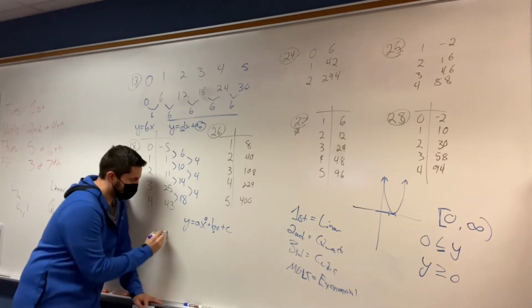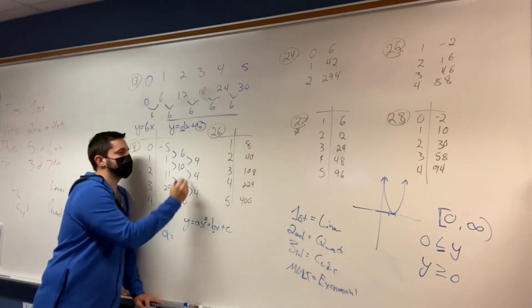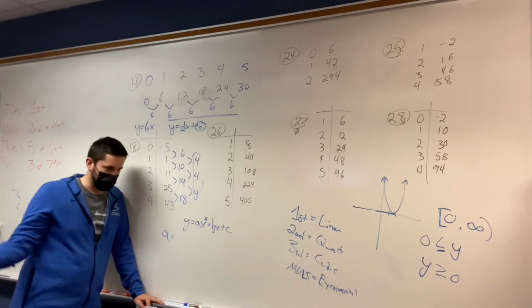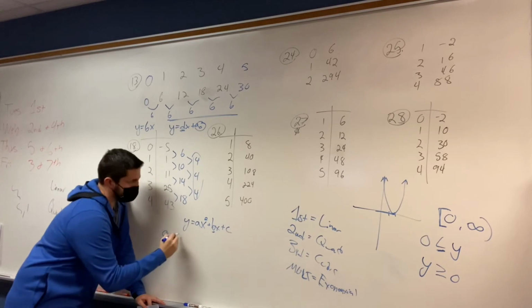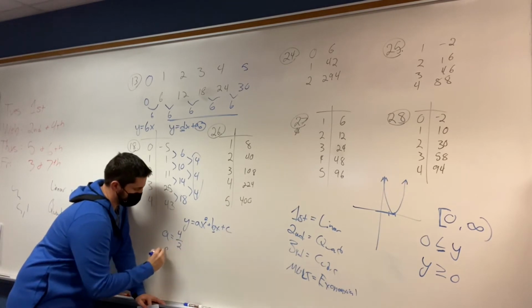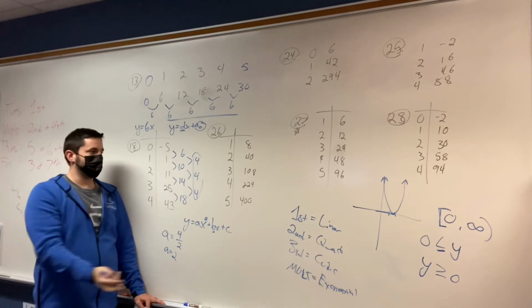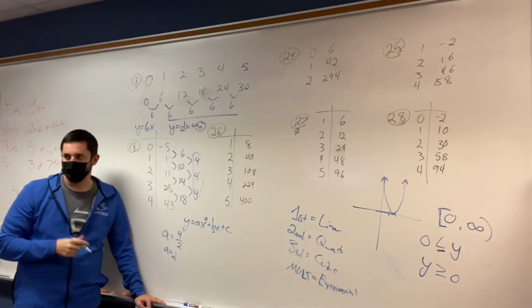So now, A equals the second layer difference divided by 2. I didn't just make that up. That's part of the formula. So it is going to be 4 divided by 2, so A is 2. Or you can think of it as half of the second difference. Divided by 2 is half.